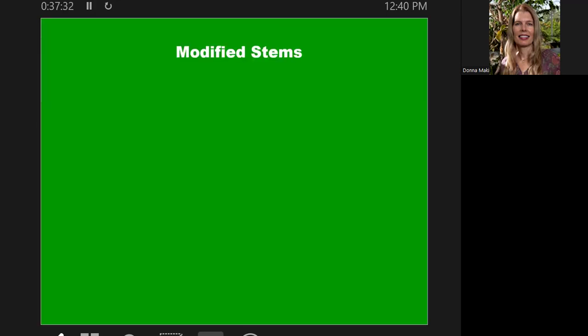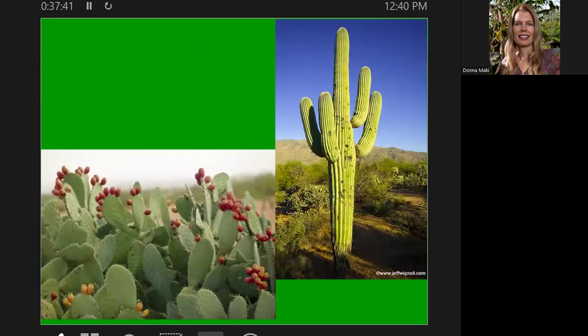Stem tissue can be modified into different looks, purposes, uses, and functions. So let's think about some. On the right is a beautiful giant saguaro cactus. Most of that stem tissue is storage. What are they storing? Water, lots of water. And all those lovely spines try to protect it.